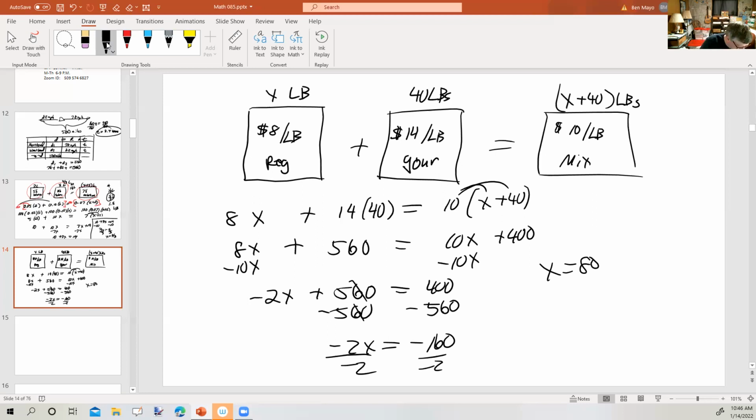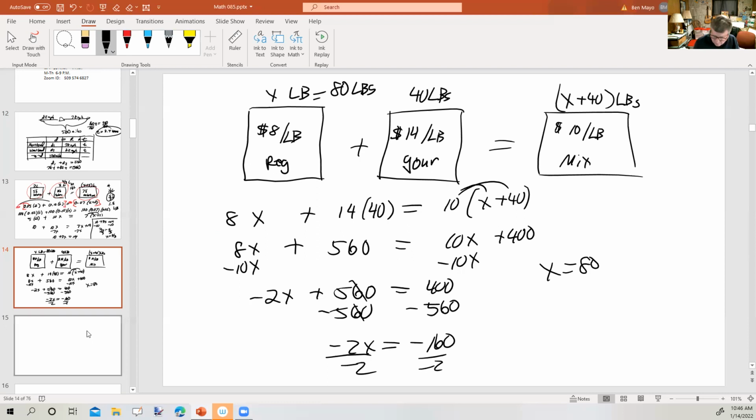Let's see, what was the question again? How many pounds of regular coffee? So 80 pounds. So 80 pounds of regular combined with 40 pounds of gourmet. So they basically sold 120 pounds of the mix. Okay.